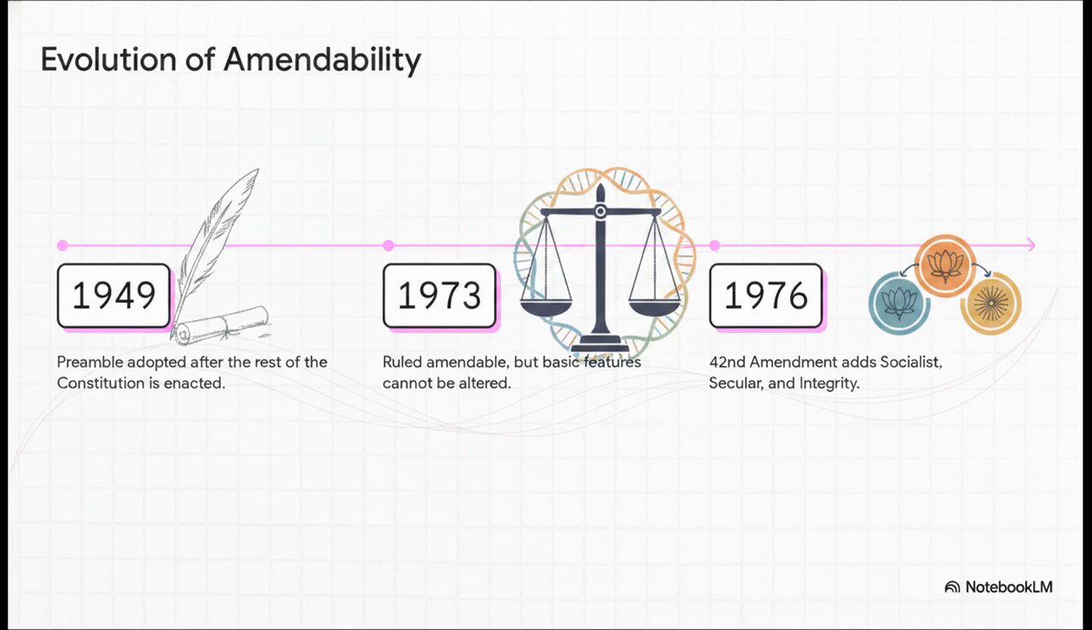So you might be wondering, can this identity card ever be changed? Let's look at the timeline. In 1949, it was actually adopted at the very end of the drafting process to make sure it aligned perfectly with the rest of the text. Then, in 1973, alongside ruling that it was part of the Constitution, that Kesavananda Bharti case settled the whole amendability question. The court said yes, Parliament can amend the preamble, but, and this is a huge but, they cannot destroy or alter its basic features. The fundamental DNA of the nation is completely protected. And shortly after that, in 1976, it got its first and only amendment, adding the words socialist, secular, and integrity.